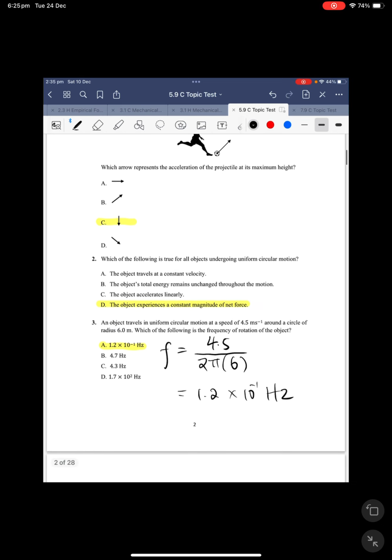Question 2 says, which one of the following is true for all objects undergoing uniform circular motion? Now, A is wrong because the direction of the velocity is always changing, and so it's not constant. And we also know that C is wrong because the acceleration is always changing, it's always towards the center. B is also wrong because in some instances of uniform circular motion, the total energy could be other types of energy such as gravitational potential energy or nuclear or heat energy, and so that's not always true.